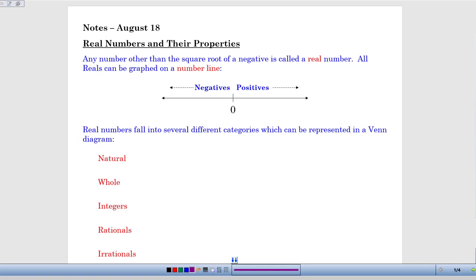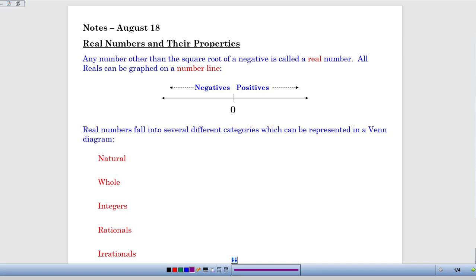So we'll start our study in the first chapter with investigation of the different types of categories into which real numbers fall. A real number is any number that can be graphed on the number line. We can see a number line in front of us. We've got 0 in the middle there with the negatives to the left and the positives to the right.